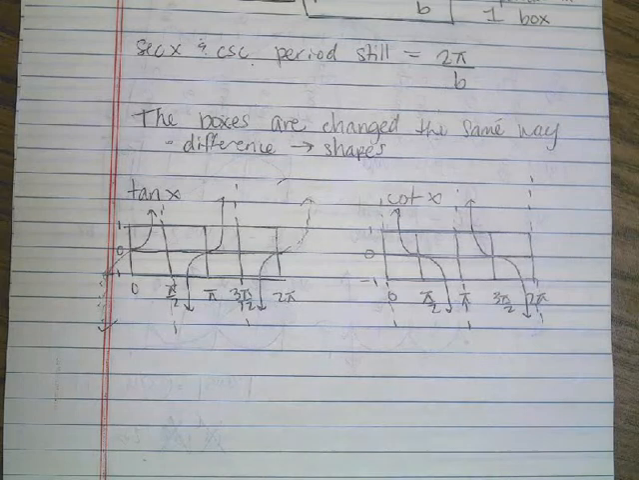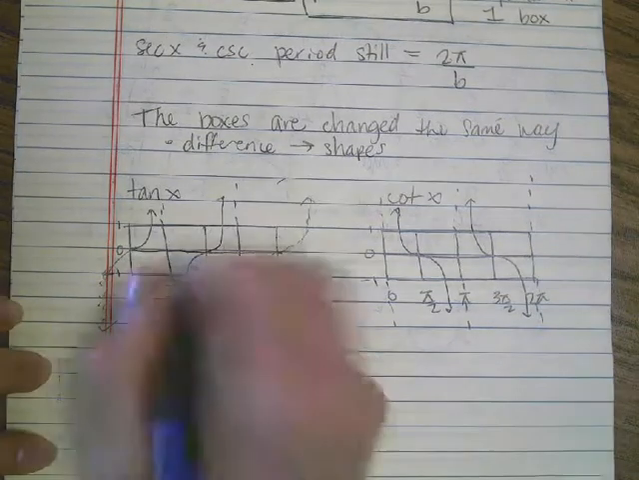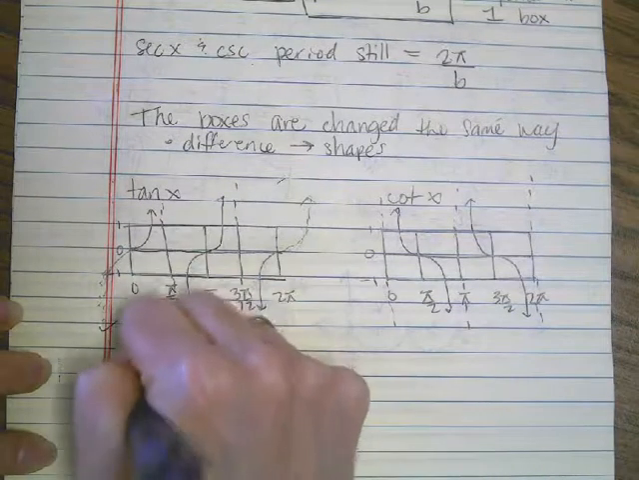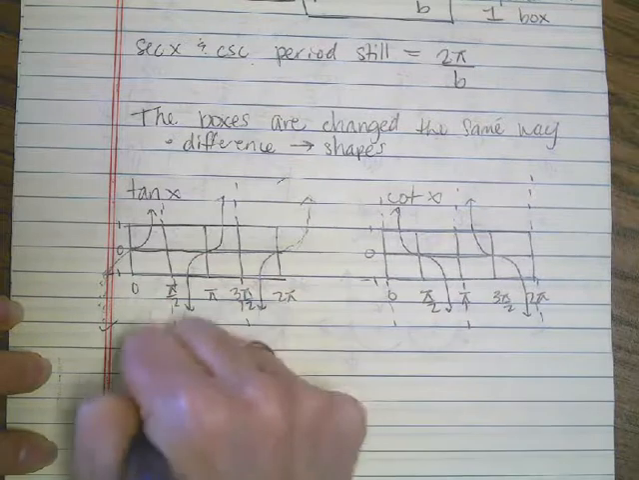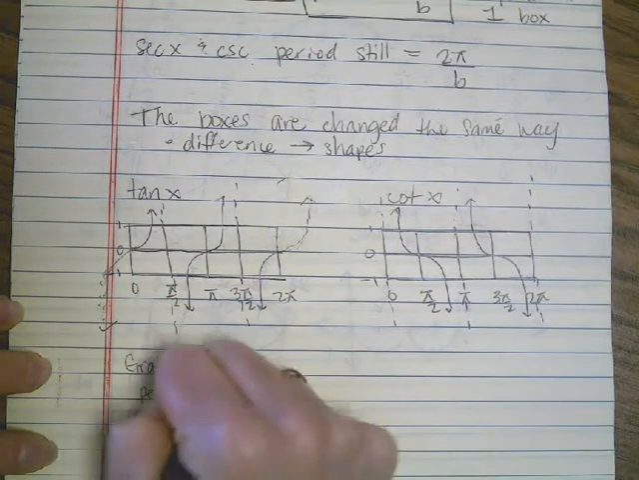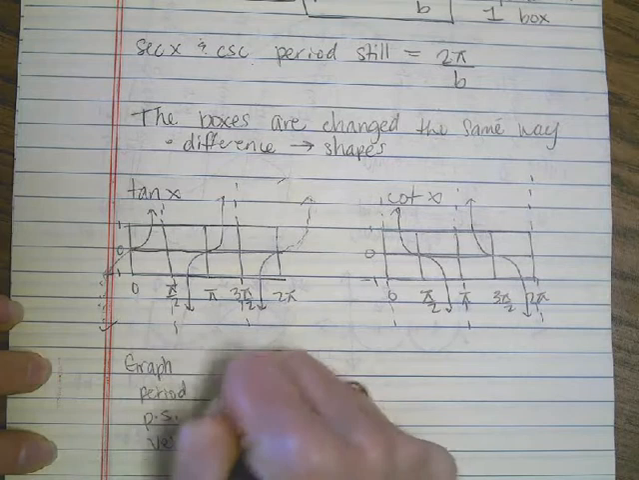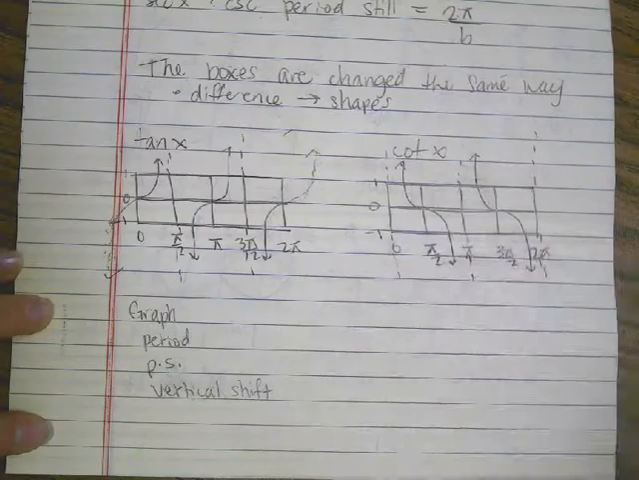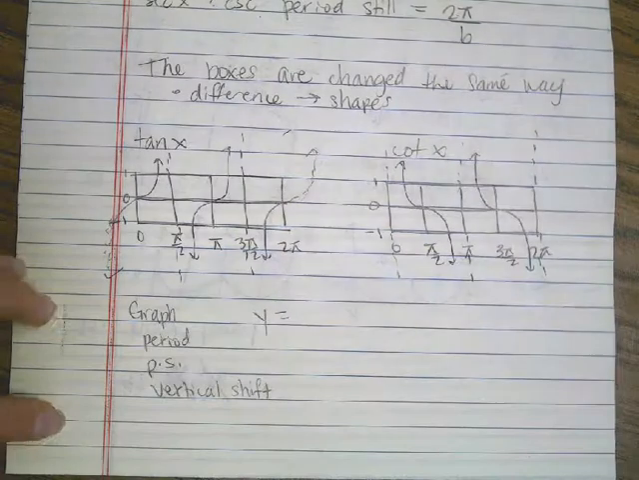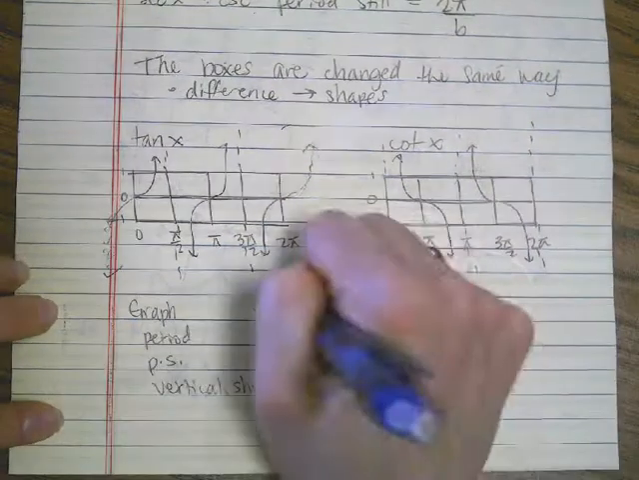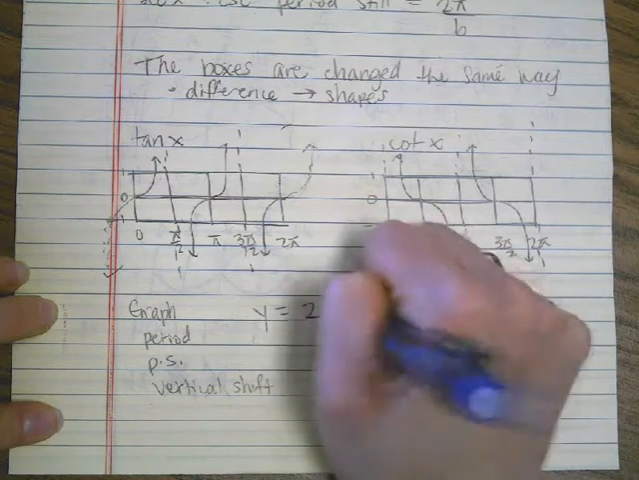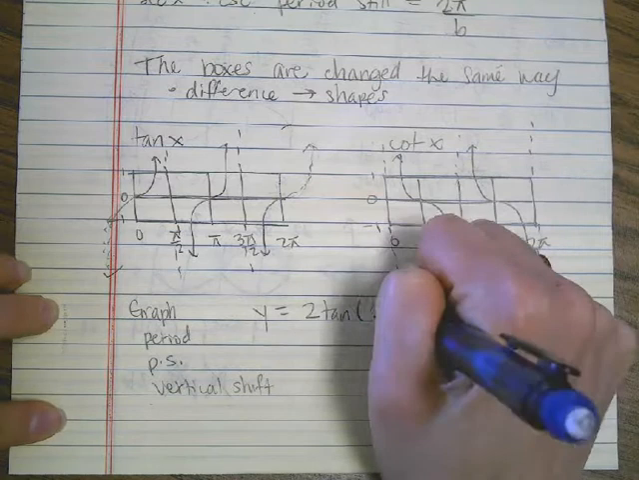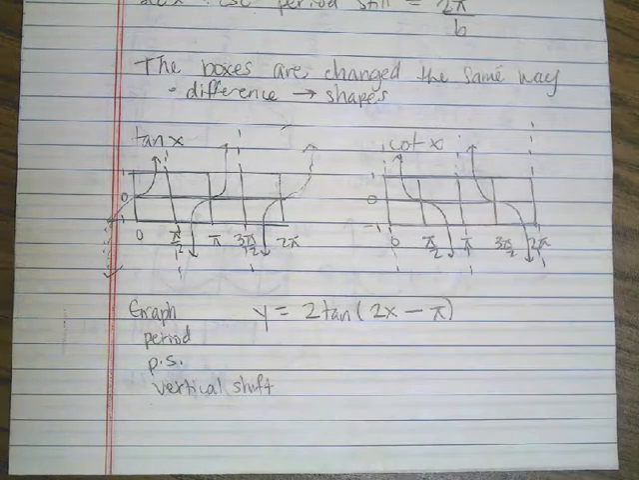Tangent's a little bit more difficult. So I'll just say graph it, and then I'll list the period, phase shift, and vertical shift. And then it will be y equals 2 tangent of 2x minus pi.